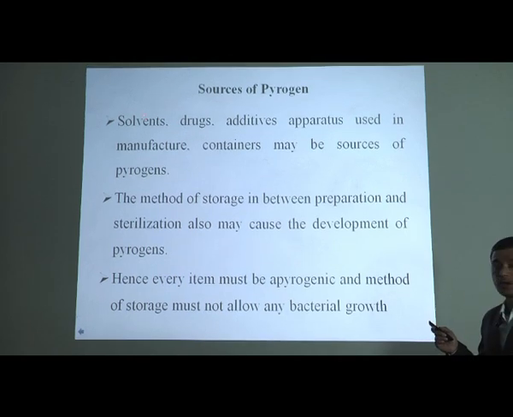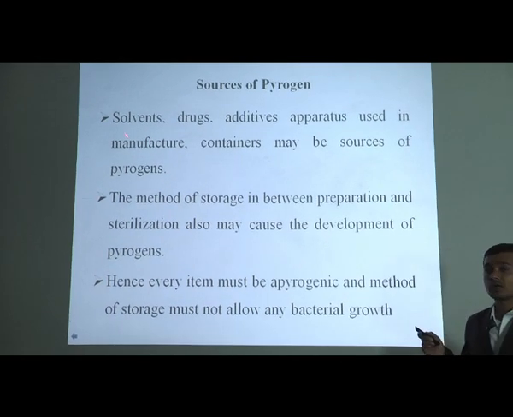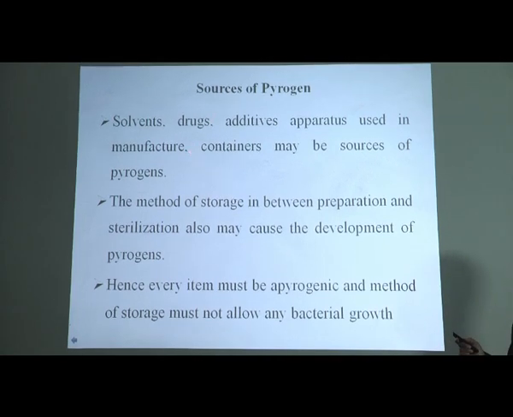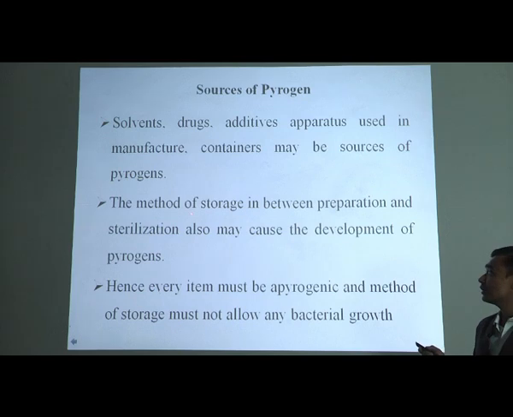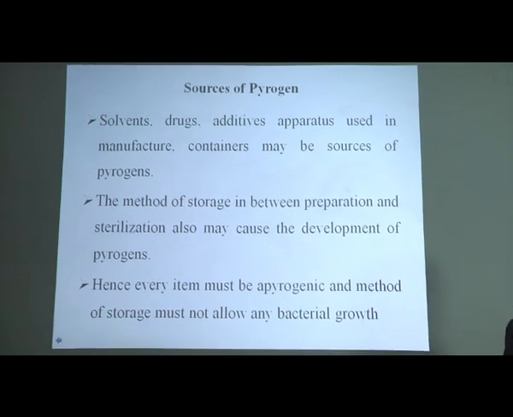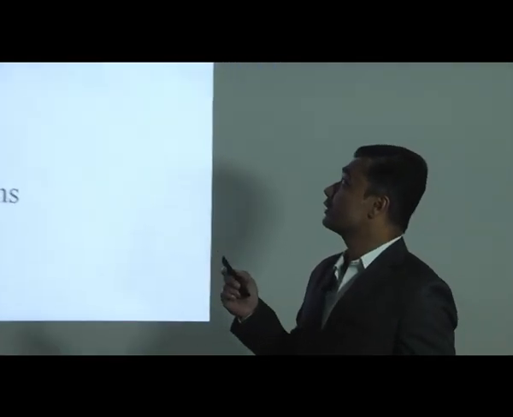The sources of pyrogens. The major sources of pyrogens are solvents, drugs, additives, apparatus used, and containers. Then the method of storage in between preparation and sterilization may grow pyrogens, hence every item must be apyrogenic and the method of storage must not allow any bacterial growth. The rabbit test consists of measuring the rise in body temperature in healthy rabbits after the IV injection of sterile test solution. So in the rabbit method, we have to measure the body temperature of the rabbit.